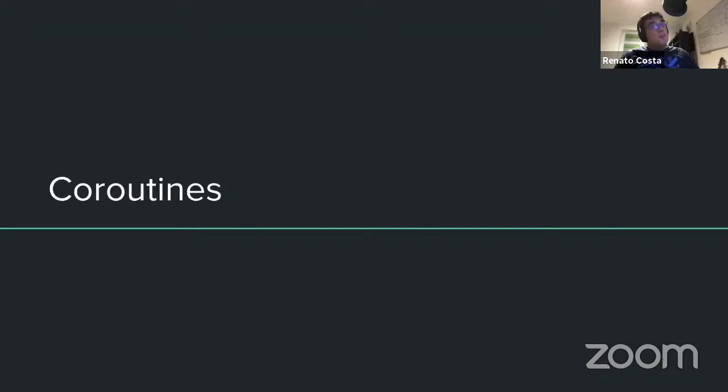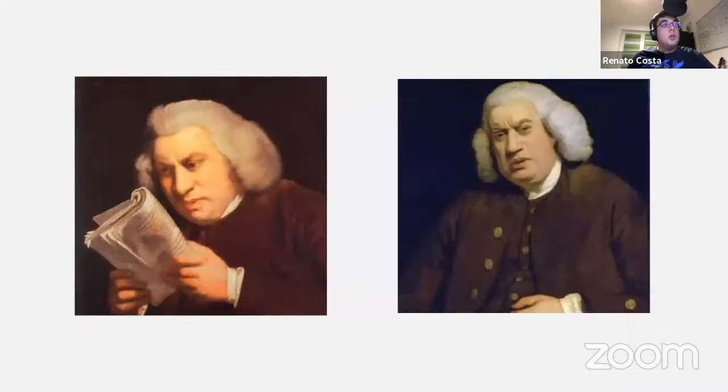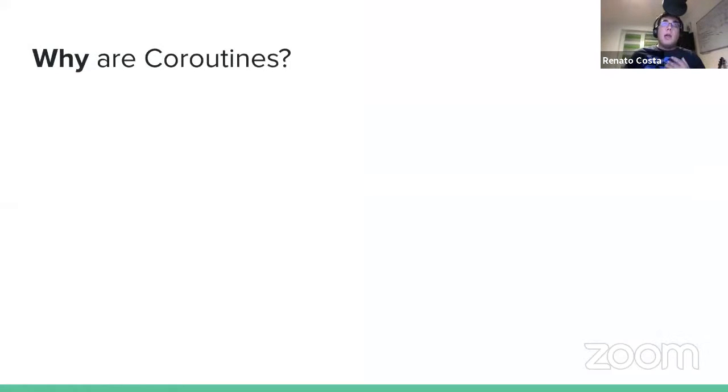Cool. And then I've been using this word coroutines, and if you have worked with someone doing Kotlin recently, you can't stop them from saying coroutines all the time. And if you Google what it means, you just get: coroutines are computer program components that generalize subroutines for non-preemptive multitasking by allowing execution to be suspended and resumed. And you go, huh? So I want to break that down, but before we break that down, I like asking myself, why? Why are we talking about things? So why coroutines, basically?